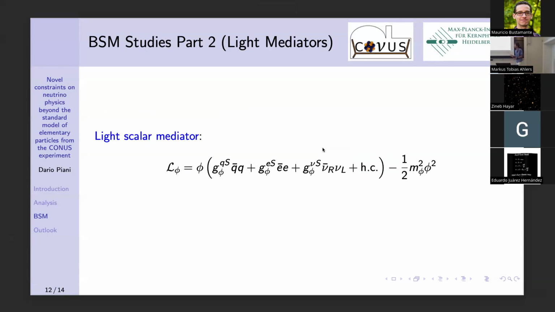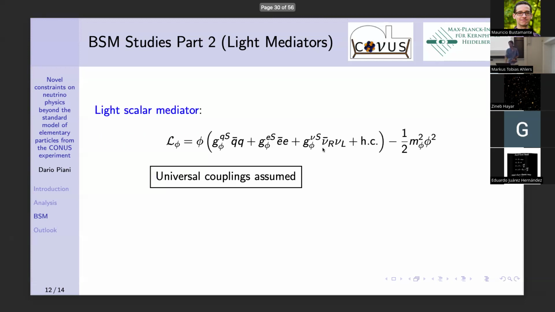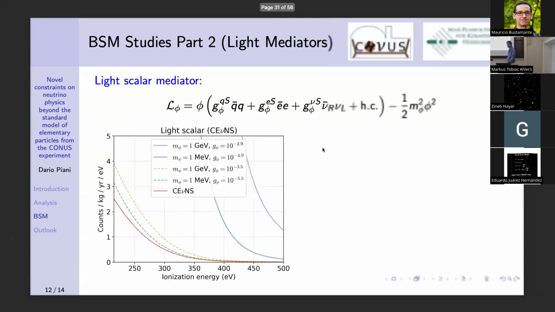Now, another way that we can modify the standard model, well, actually, I think the simplest way we can modify the standard model is just by introducing a new U(1) gauged boson, a scalar boson, phi, or a vector boson, Z', as we'll see later, that simply couples to quarks, electrons, and neutrinos. Here, universal couplings are assumed for simplicity. So the coupling of the new scalar to quarks, electrons, and neutrinos is the same.